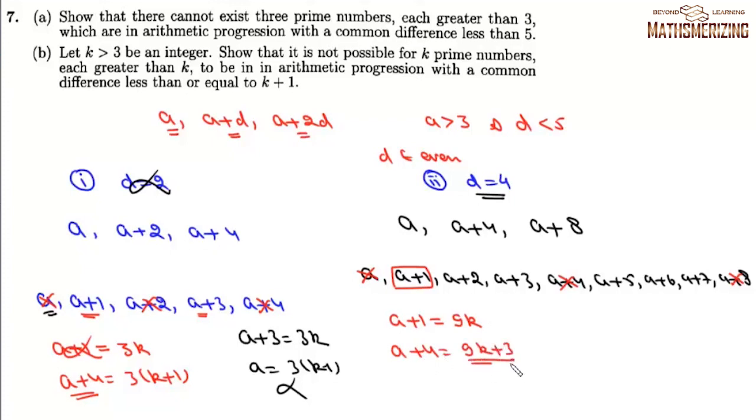Now 9k plus 3 is divisible by 3. That means a plus 4 will be divisible by 3. Now a plus 4 is a prime number. So that means a plus 1 cannot be a multiple of 9.